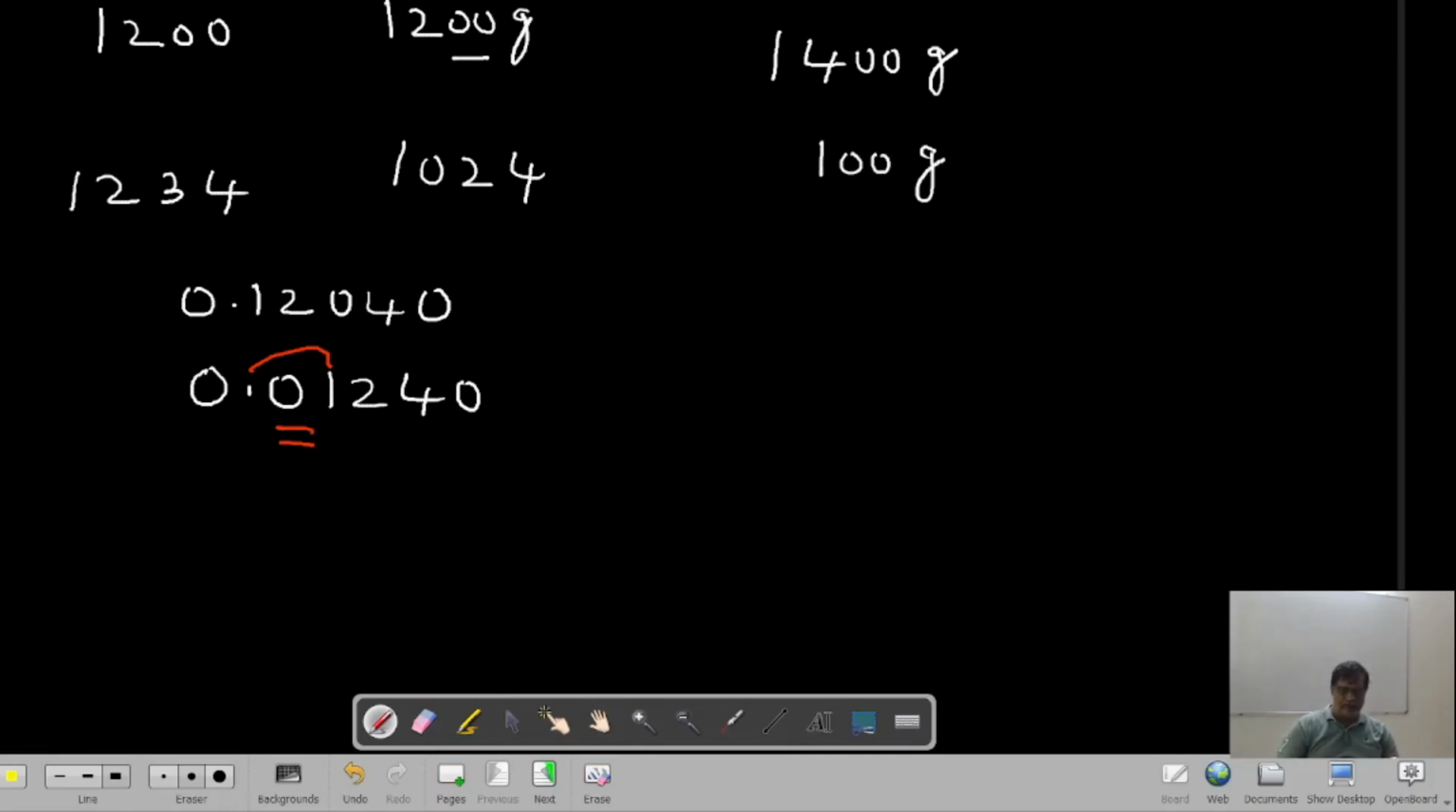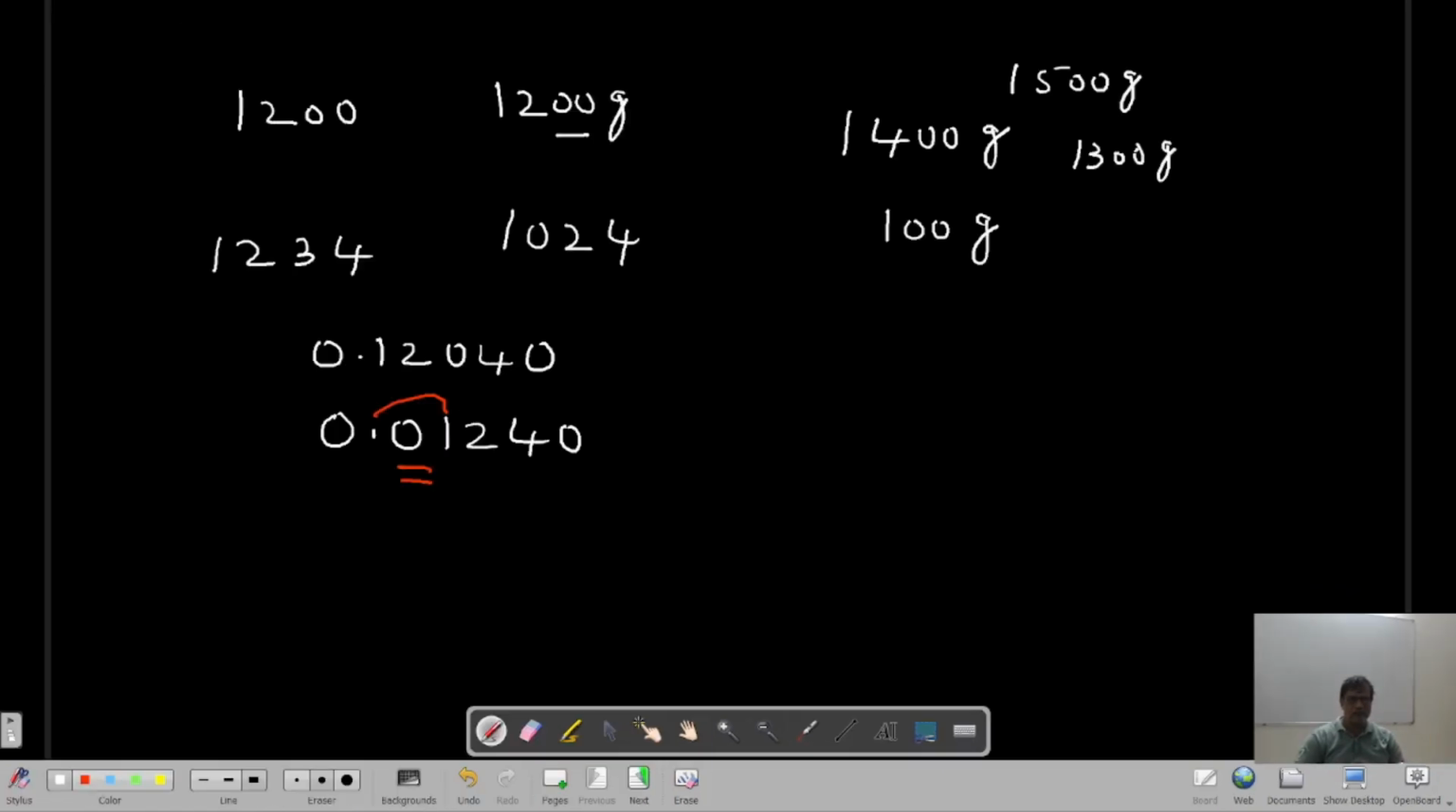When you say that this balance has a least count of 100 gram, the measurements made by this balance will be in steps of 100 only. Which means that if you measure this again, you may end up with another value which is 1500 gram or maybe 1300 gram. What it means is that you will get nothing between 1400 and 1500 gram as a measurement by using this balance, because it measures only in steps of 100 gram.